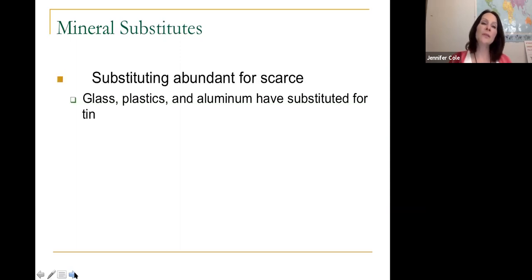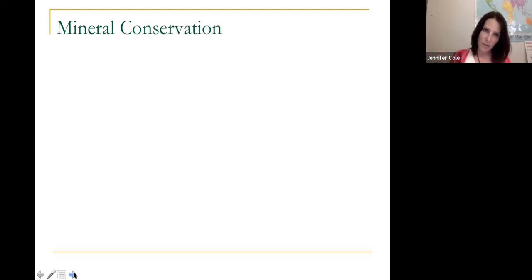We can also substitute things. We can substitute the scarce things, platinum, for reasons that we'll discuss later, for other things. Change the way that we engineer things, that we create things. Glass, plastic, aluminum have all substituted, for example, for tin. So we can substitute things. We can also conserve them.